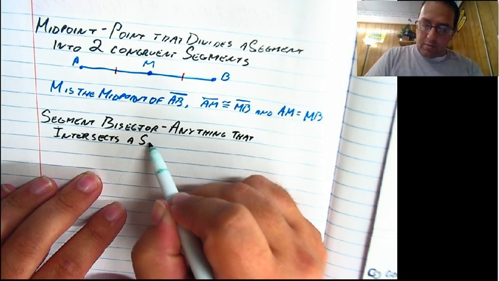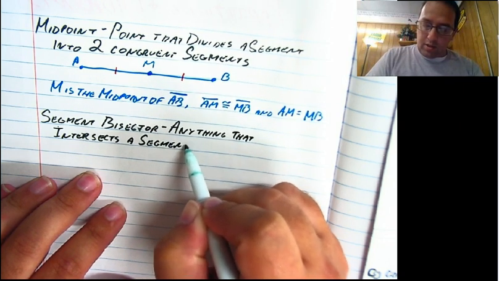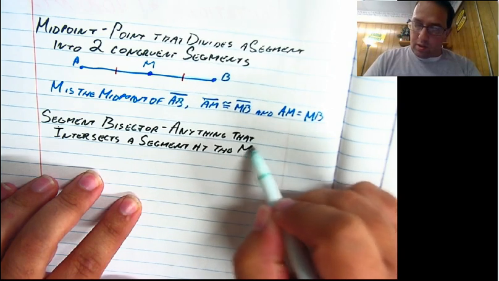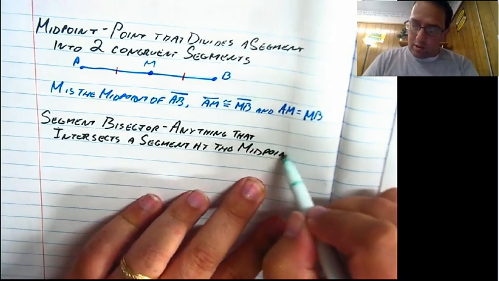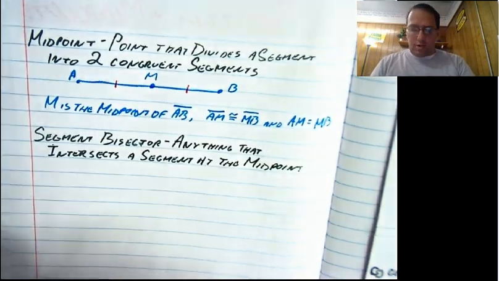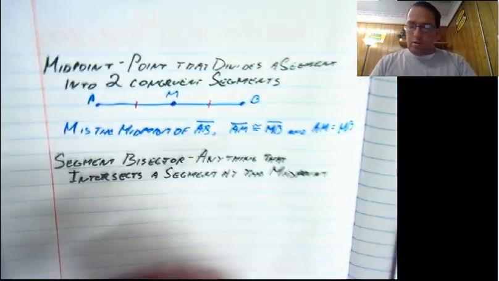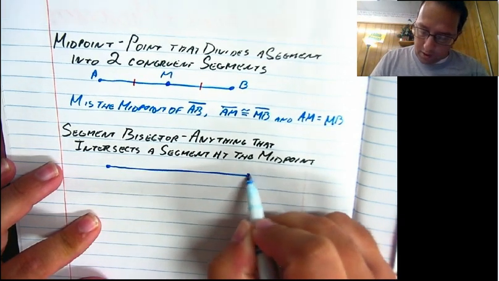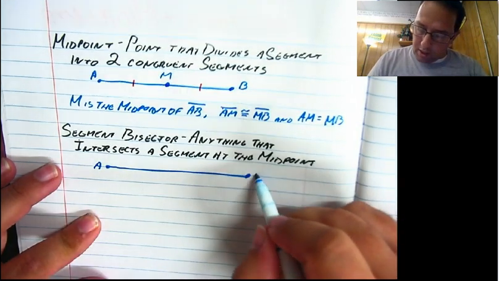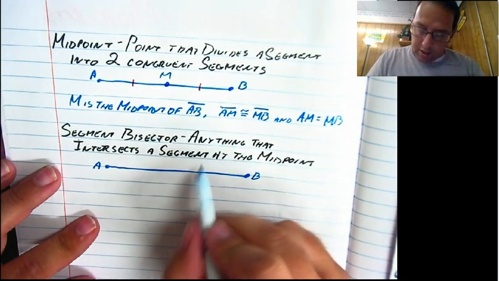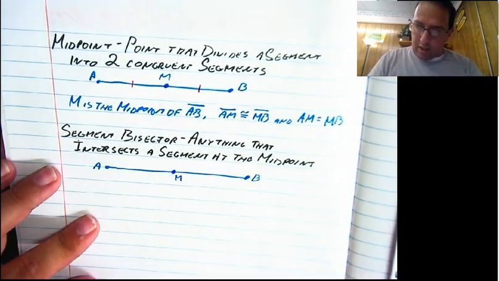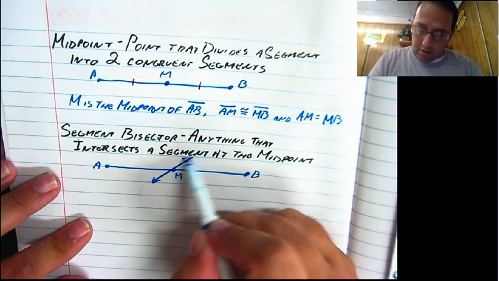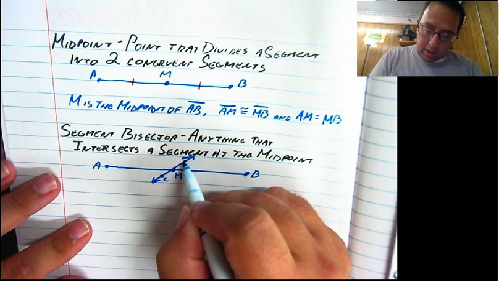Intersects a segment at the midpoint. All right. Again, pictures help, right? So let's get a picture. Need a segment. There we go. And we'll call this segment AB again. It's got to intersect at the midpoint. So we'll have point M for the midpoint, and we need something intersecting it. So we will just draw a line right here, and we will call this line CD.